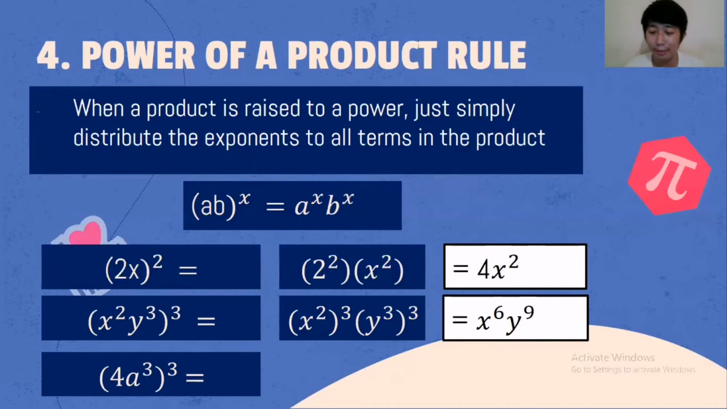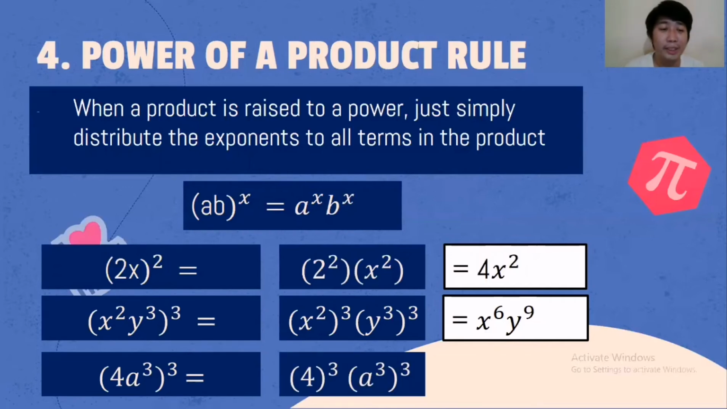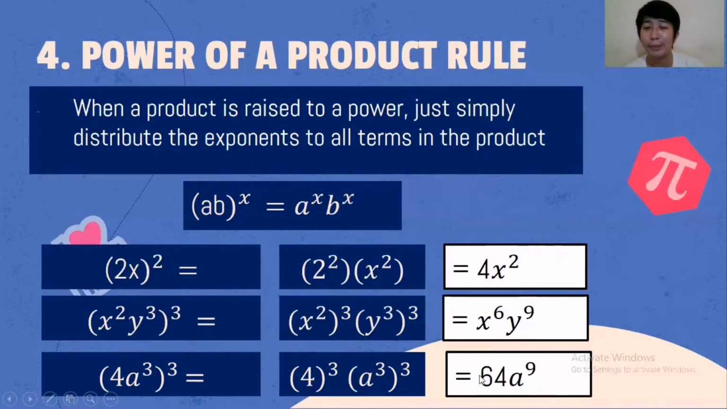So that means we will be distributing this exponent to 4 and to A cubed. That will be 4 raised to 3, then the quantity of A cubed raised to 3. So what is 4 raised to 3? 4 times 4 times 4, that is 64. Very good. What is 3 multiplied by 3? That is 9. That's why the answer is 64A raised to 9.